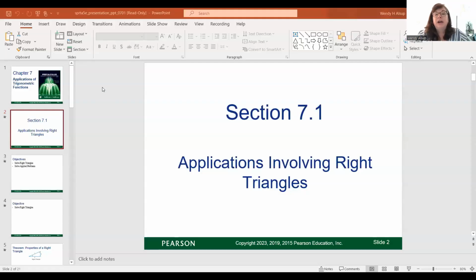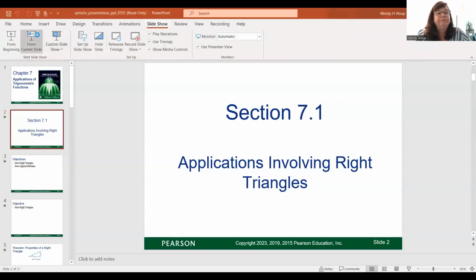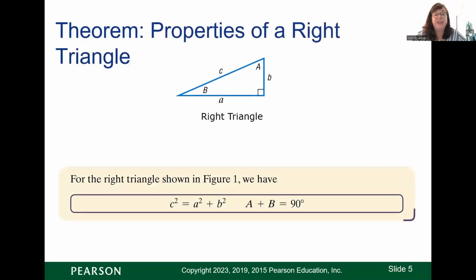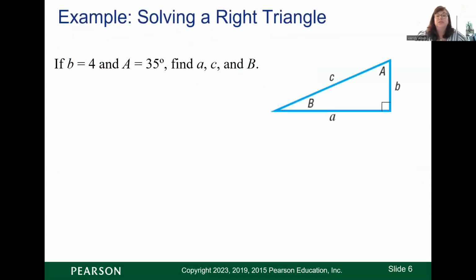All right, we're just going to jump right into 7.1, and we are doing applications of right triangles, solving right triangles, some applied problems. Really the only two things we need today are the Pythagorean theorem, c squared equals a squared plus b squared, because all of these are going to be right triangles, and that all three angles of a triangle add up to 180 degrees. So if one angle is 90, then the other two angles have to add up to 90. With those things, we can start solving these.